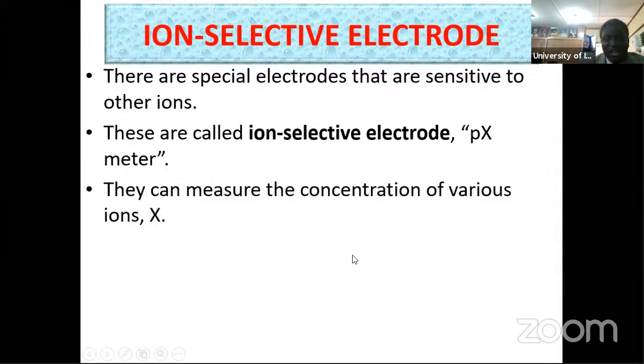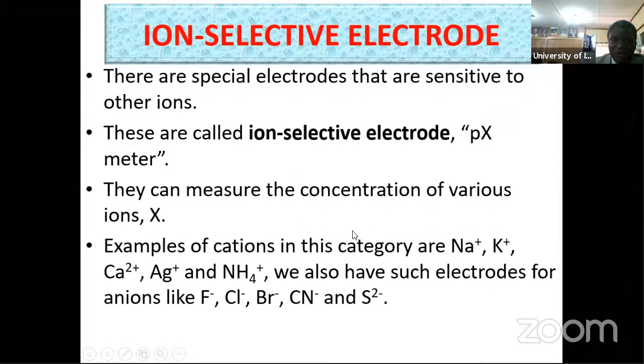Now, ion selective electrodes will be necessary to measure the concentration of the various compounds that you are looking at here. Examples of other ions you can look at will be sodium ion, potassium ion, calcium ion, calcium 2+, silver ion, ammonium ion. There are electrodes for measuring all these. At the same time, you have them for anions like fluoride, chloride, bromide, cyanide, and sulfide. So all these ones have electrodes.